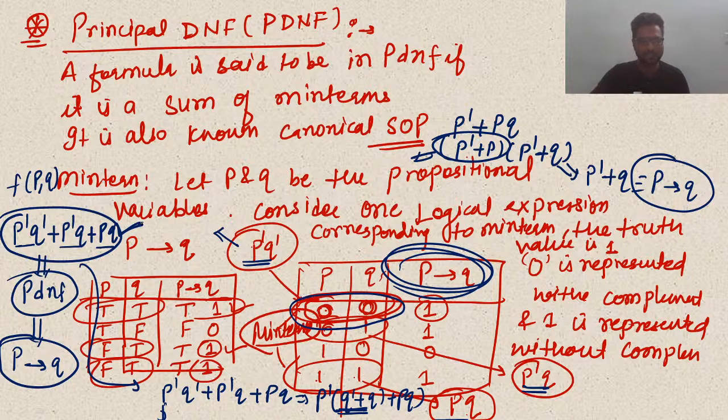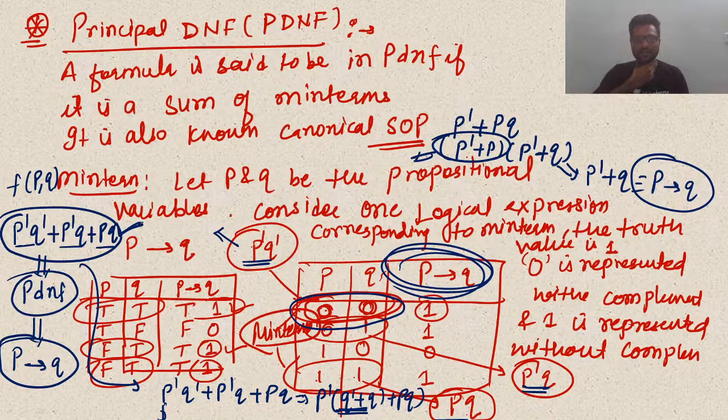Yes or no? Tell me, this one is clear to everyone or not? Yes, guys, tell me. That means the sum of minterms will be the expression which is equivalent to the given function. Yes, guys, tell me. This one is clear to everyone or not? Isn't it?